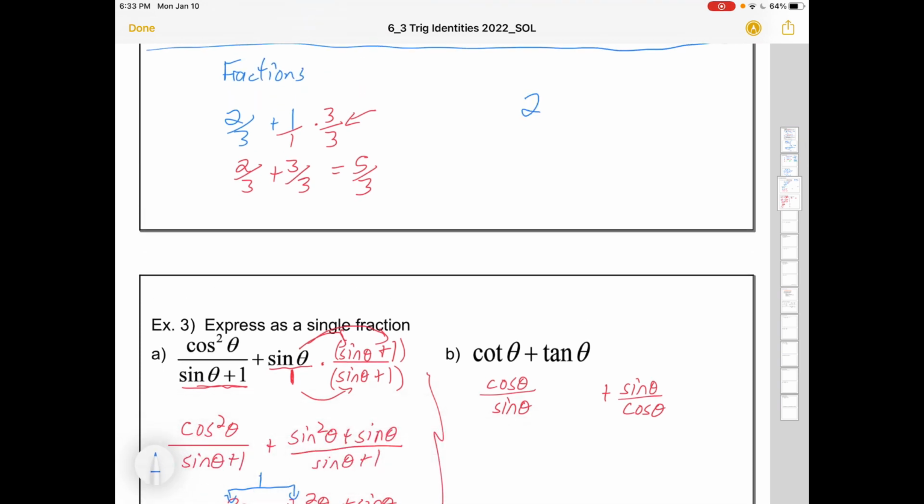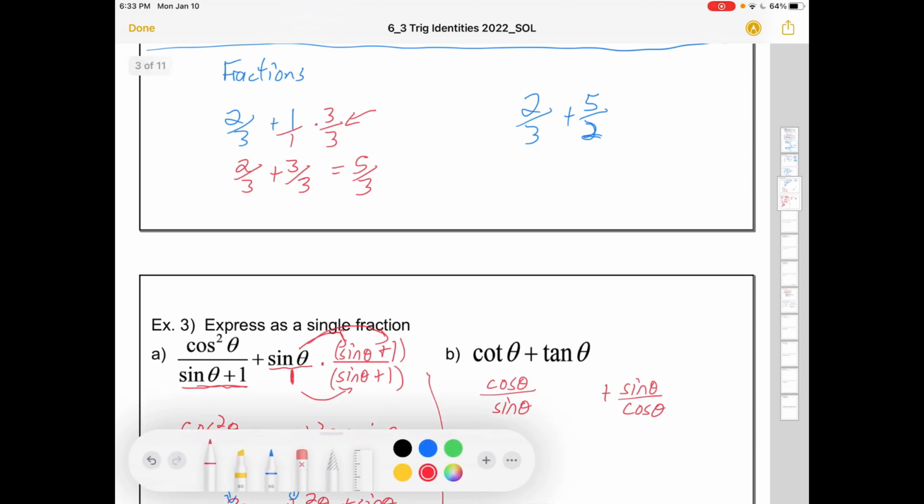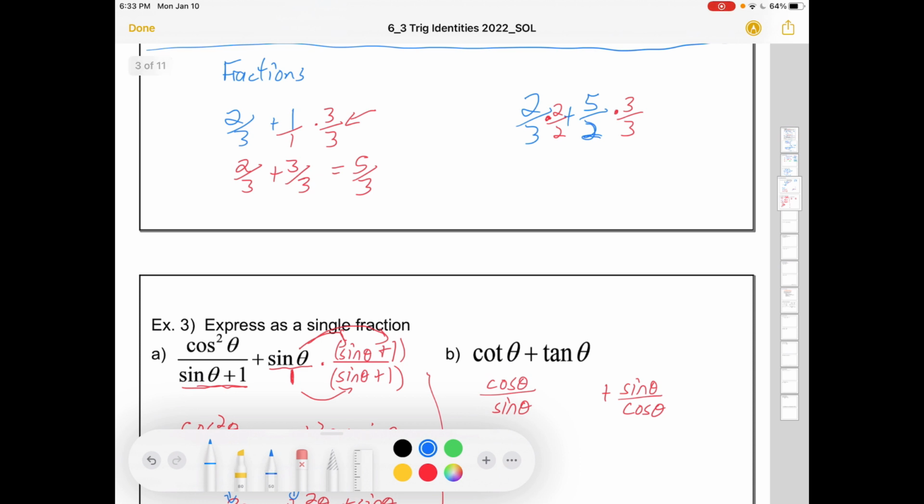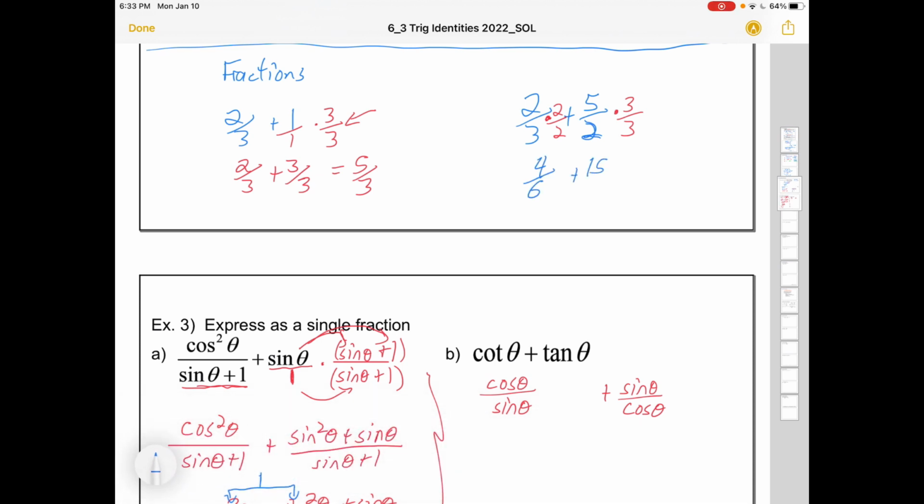What if I had 2/3 plus 5/2? I'd need to make a common denominator, right? And a definite common denominator is going to be all the denominators multiplied together. A common denominator in that one would be 6. To get a denominator of 6, I'd have to times the first one by 2/2, and this one by 3/3. You'd have to multiply each of them by what they're missing. So that would be 4/6 plus 15/6, and will get us 19/6 in the end.